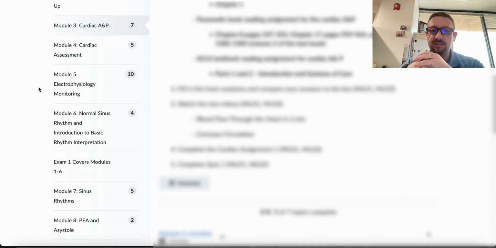Module 5 is basically the start of EKGs. So in Module 5, we'll take our knowledge from cardiac A&P, cardiac assessment, and we'll start looking at how ECG monitoring works. Now in this, we're not learning how to necessarily interpret EKGs. We're not learning how to interpret the squiggly lines yet. This is essentially learning the science and background behind how EKGs work.